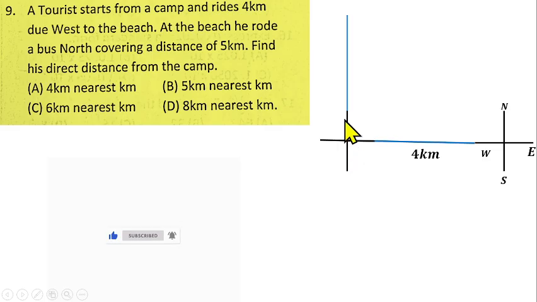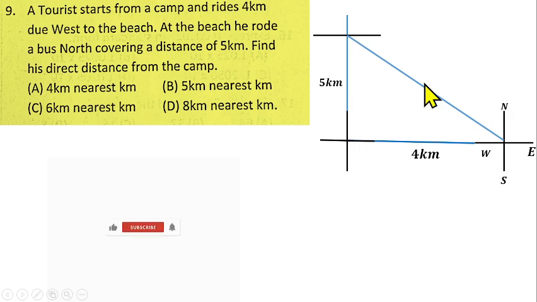From that beach, at the beach he rode a bus north. So you now move north; this is the north now. You move north 5 kilometers, and this is where the tourist is right now after going 5 kilometers north from the beach. Then I can join where he is right now to the starting point. So this is where he is right now, and this is where he started from.